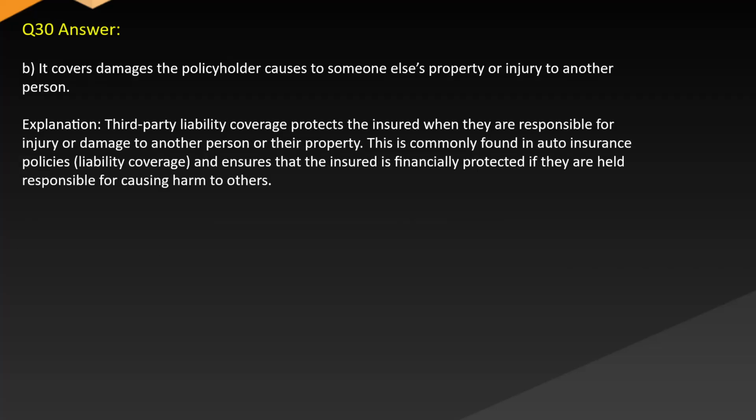Answer B. It covers damages the policyholder causes to someone else's property or injury to another person. Explanation. Third-party liability coverage protects the insured when they are responsible for injury or damage to another person or their property. This is commonly found in auto insurance policies' liability coverage and ensures that the insured is financially protected if they are held responsible for causing harm to others.